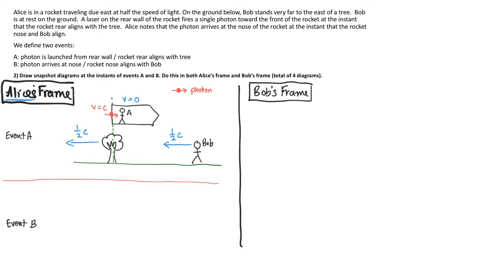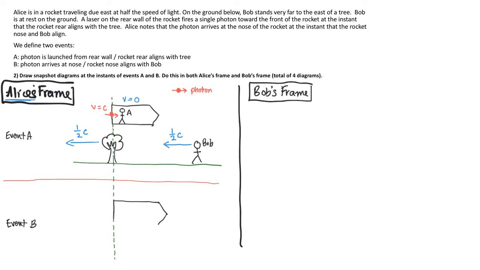Recall event B is when Bob arrives at the nose of the rocket. So I'm just going to extend this dotted line down to connect points from one snapshot diagram to another. Anything that has zero speed has to be in the same place in both of these diagrams. So the rocket has zero speed and Alice has zero speed. So the rocket hasn't moved, and neither has Alice.